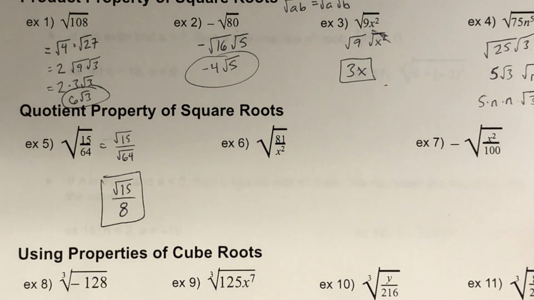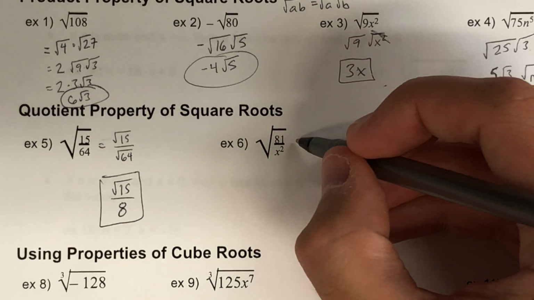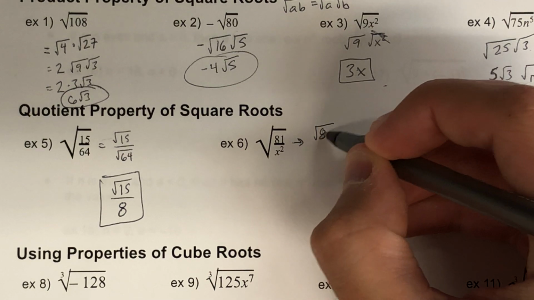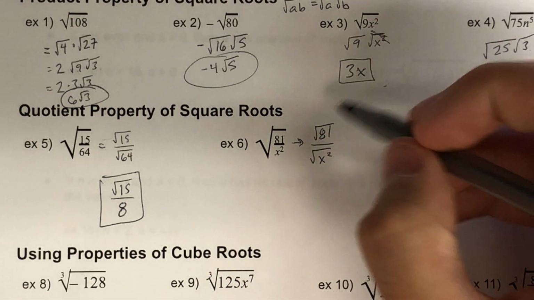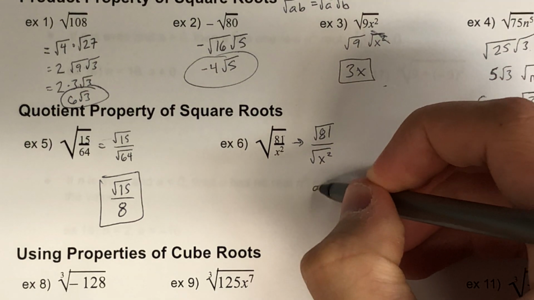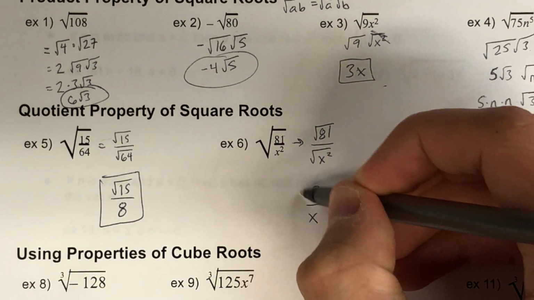Okay, continuing. And from here, again, you can separate. Put that square root on the numerator, square root on the denominator. Now the square root of 81 is 9. Square root of x squared is x.